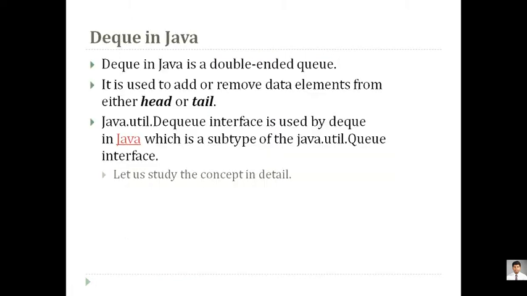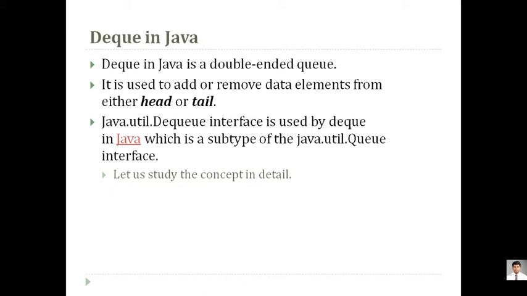So now we'll be moving further. DQ is a double-ended queue. It is used to add or remove data elements from either head or tail. So you can add from the head and you can remove from the tail, and in the same way you can add to the tail and remove from the head. Now, where is it present? It is present in the java.util.Deque interface.